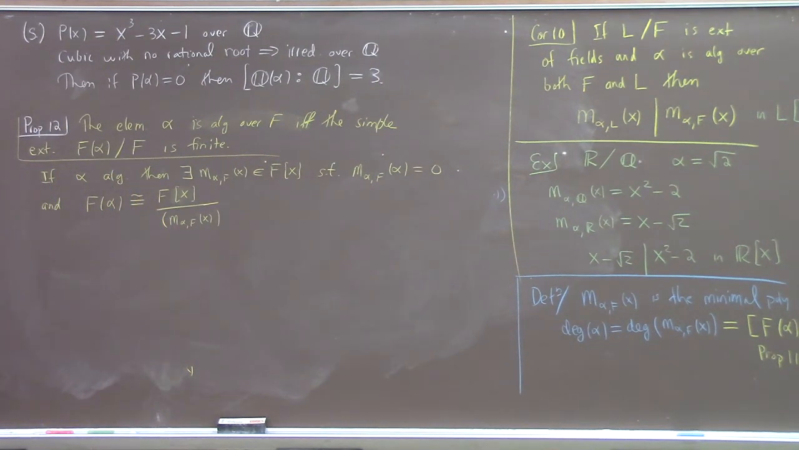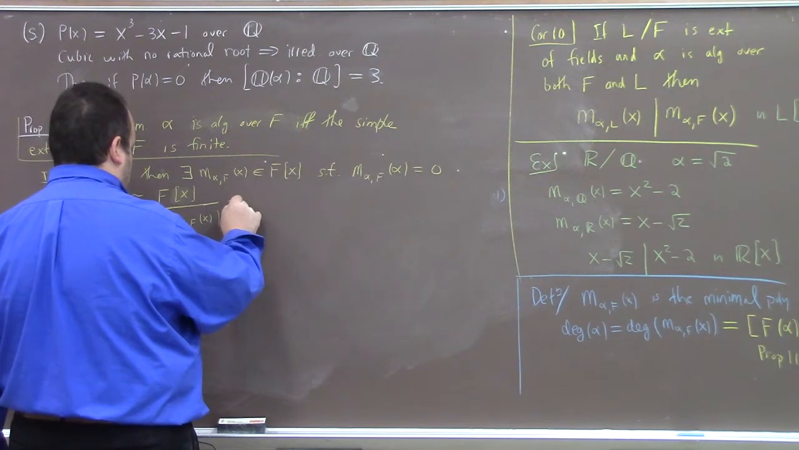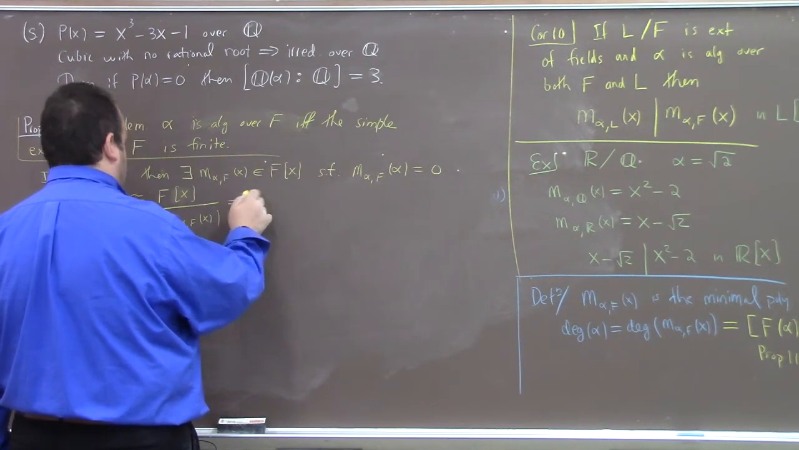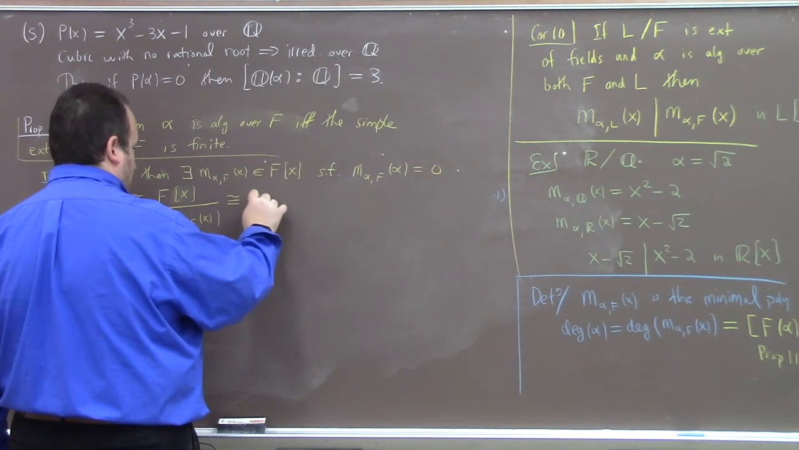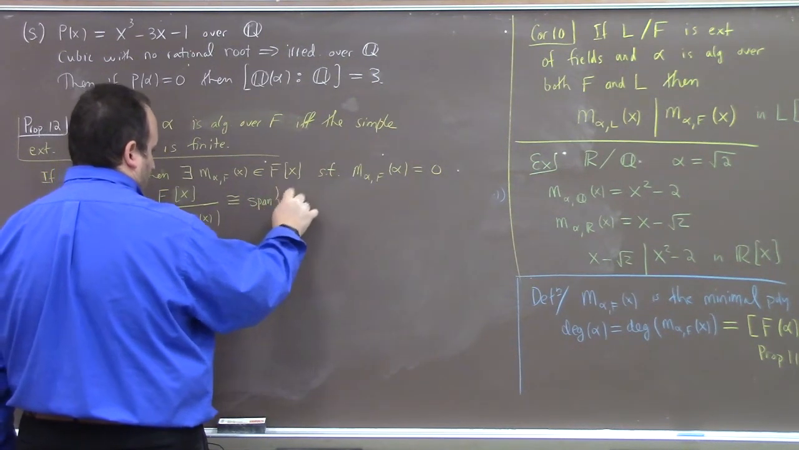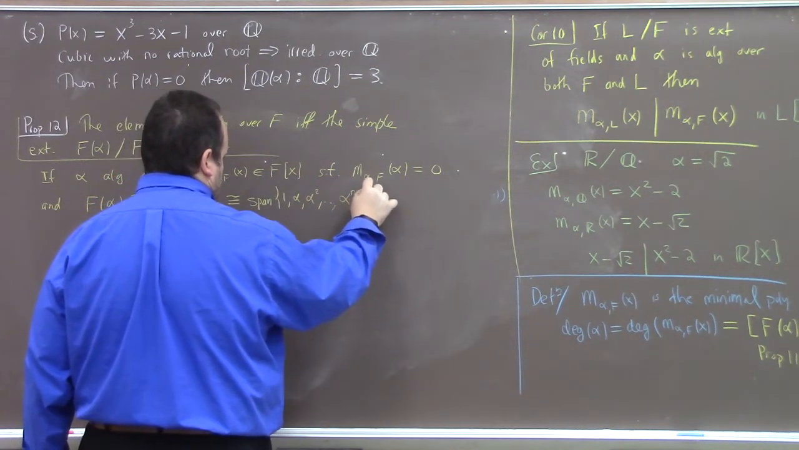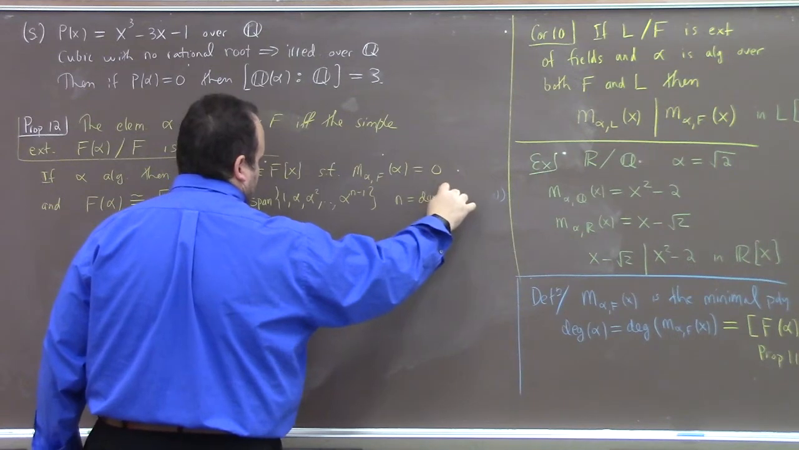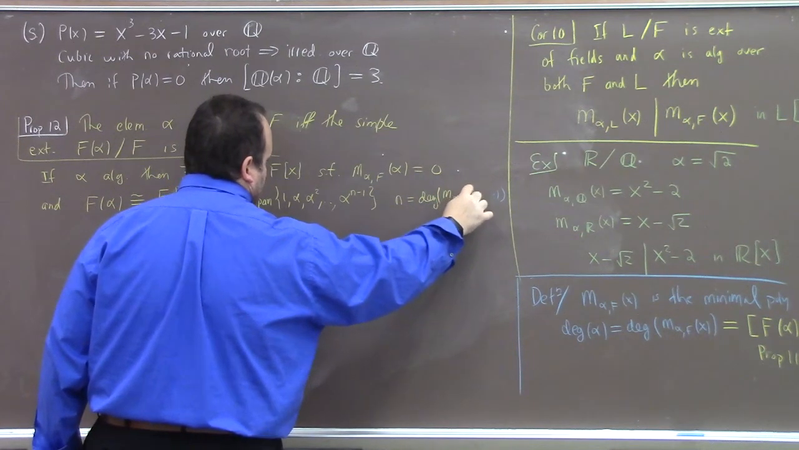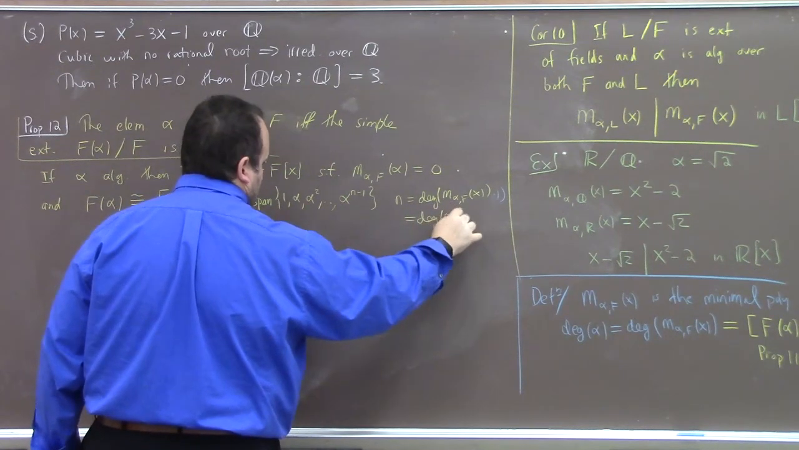And we also know that this is isomorphic to, of course, the span, right, of 1, alpha, alpha squared, up to alpha to the n minus 1, where n is equal to the degree of m_alpha. In other words, n is the degree of alpha over F, right?